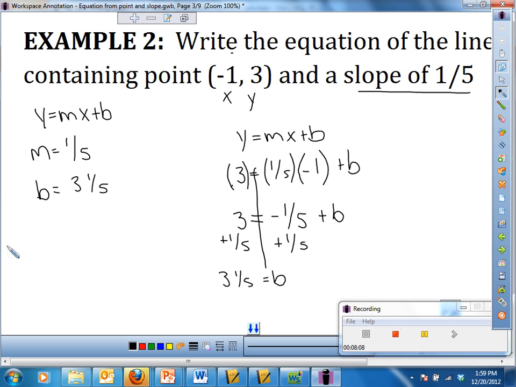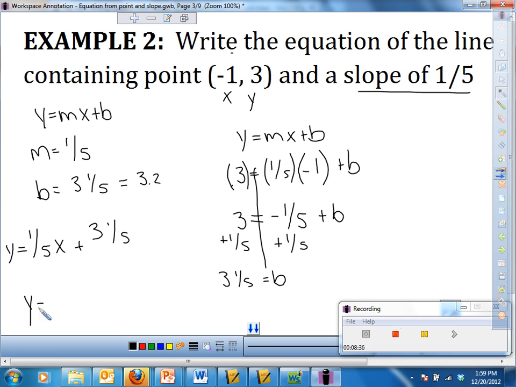Now, I'm going to write my equation. It's going to be y equals m, which was 1/5, x plus 3 and 1/5. Now, we've talked about this previously, but it's not good to leave this as a mixed number. It'd be better if we changed this mixed number into a decimal, and 3 and 1/5 as a decimal is 3.2. So another answer that is slightly more acceptable would be y equals 1/5 x plus, so instead of 3 and 1/5, I'm going to write 3.2.